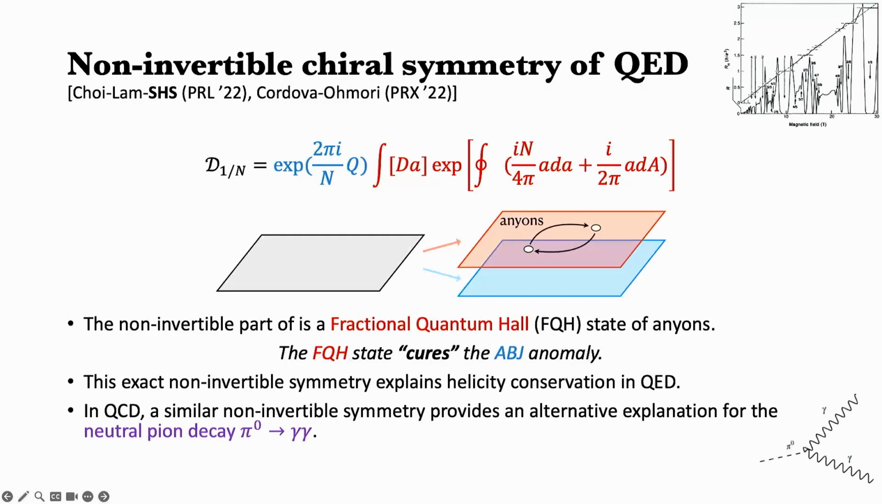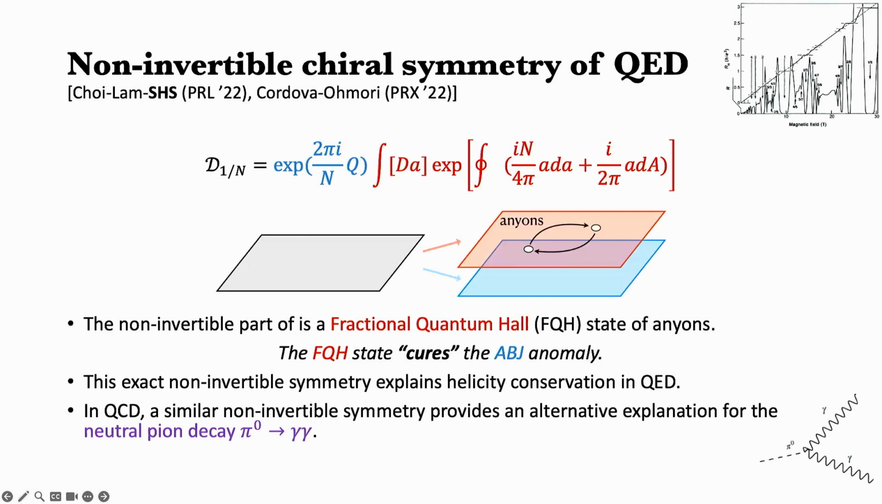This operator D is an exact global symmetry in QED, and that explains the helicity conservation in positron-electron scattering. On the other hand, because this red part is non-invertible in the presence of the monopole operator, it also explains why helicity conservation is broken in the Callan-Rubakov process.